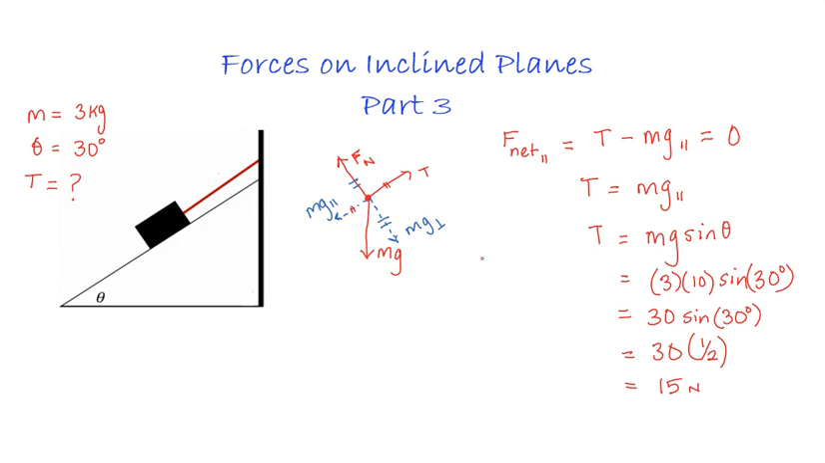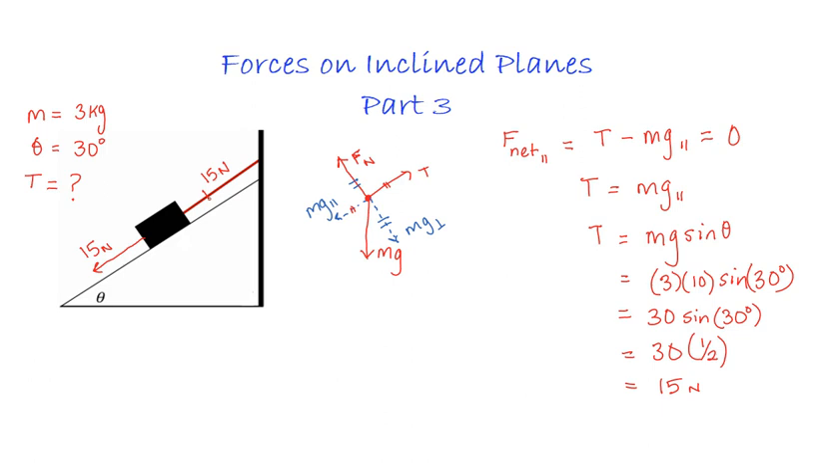So basically what this is saying is there would be 15 newtons of tension in this rope because the parallel component of gravity that's pulling it down is equal to 15. So to keep those at rest, you would have to have the same.